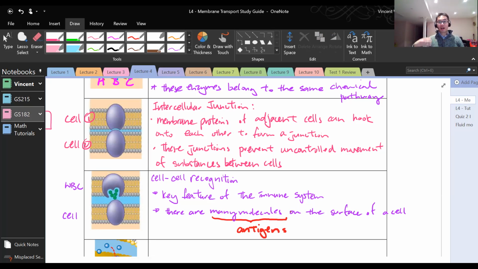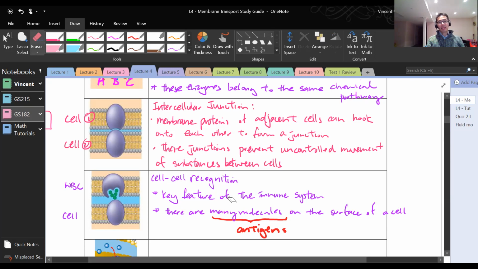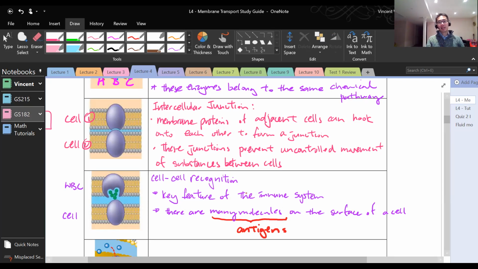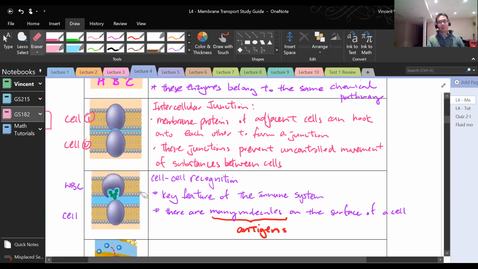Bacteria, they have antigens. Viruses, they have antigens. Okay, and so the white cell's job is to check to see if those antigens are the same as the ones in your body. Okay, if it's not, then it knows it's foreign, and then it will attack it. Okay, so many of these antigens are protein based. Okay, they're glycoproteins. Sometimes it could be glycolipids as well. Okay, so membrane protein, one of the functions is to enable cell-cell recognition.